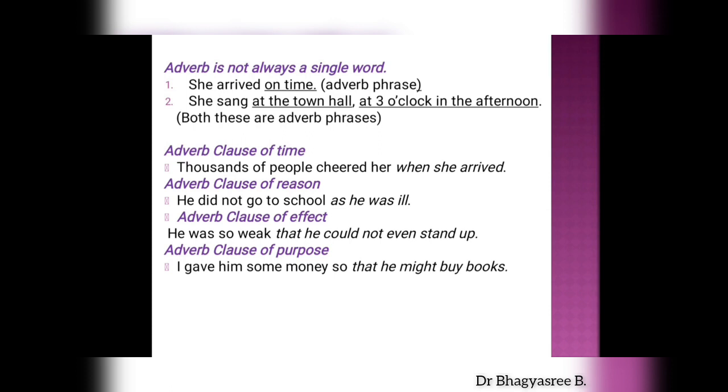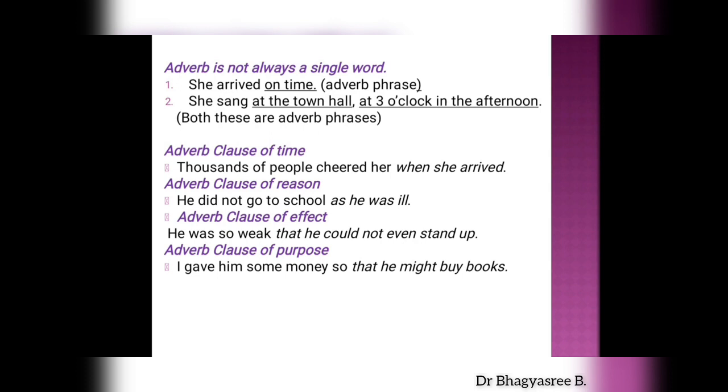Okay, then you can see the slide. First one is adverb clause of time. So for example, thousands of people cheered her when she arrived. See here, when she arrived is the adverb clause of time. We have already seen what a clause is. A clause is actually a group of words which stand together as a single unit. There can be dependent clauses and independent clauses, so that we have already seen. Independent clauses can stand alone even though they are taken out of a sentence, and dependent clauses cannot stand alone if they are taken out of a sentence.